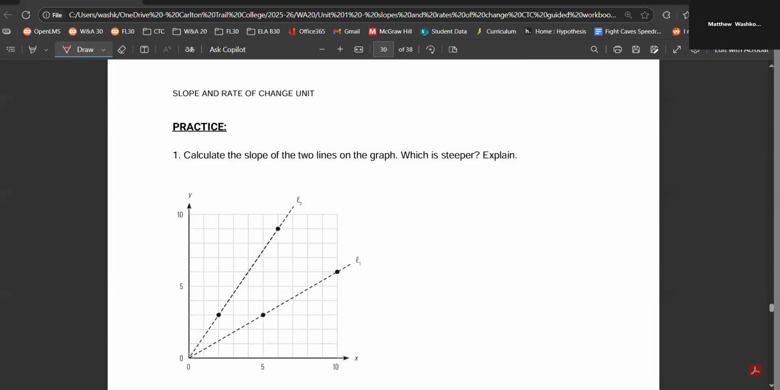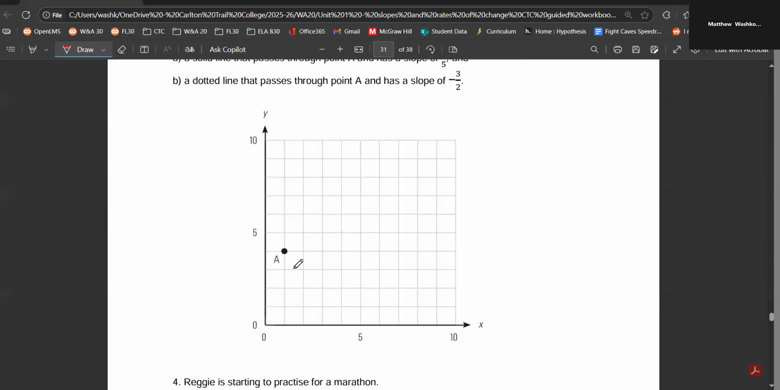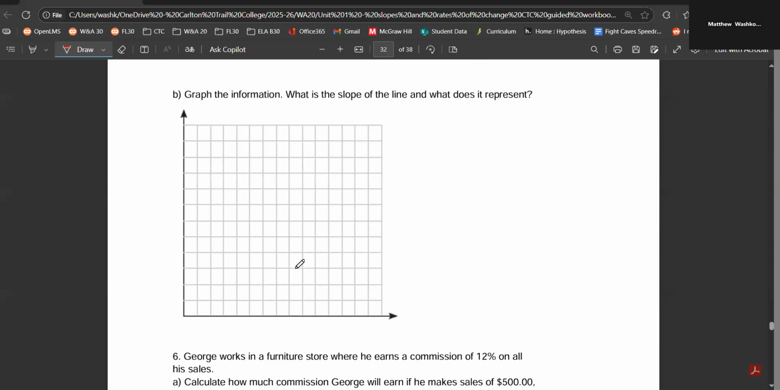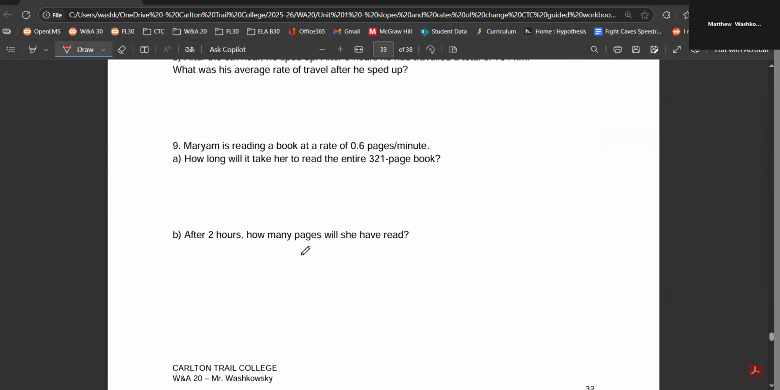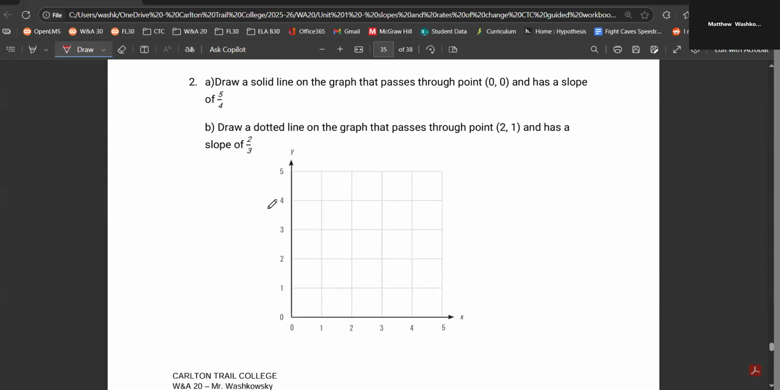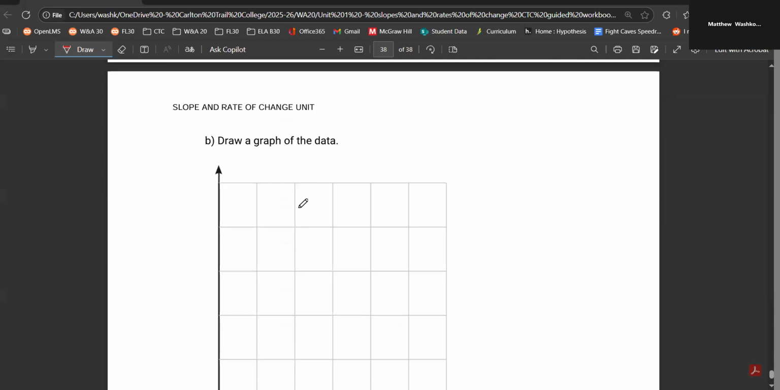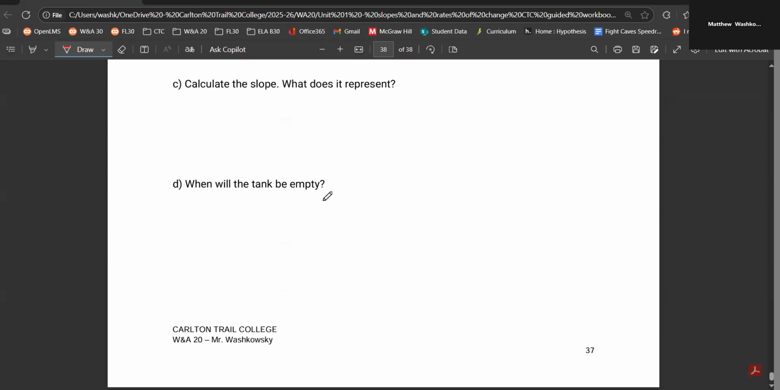Okay. So you should be able to do everything here on the practice questions. If you have questions, let me know. Afterwards, you should be doing the review, and then you should be doing the chapter test at the very end of your book.